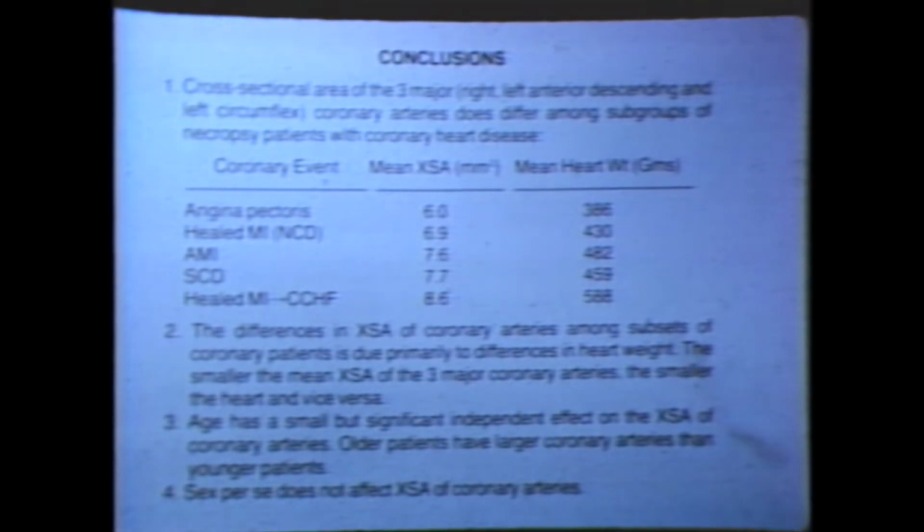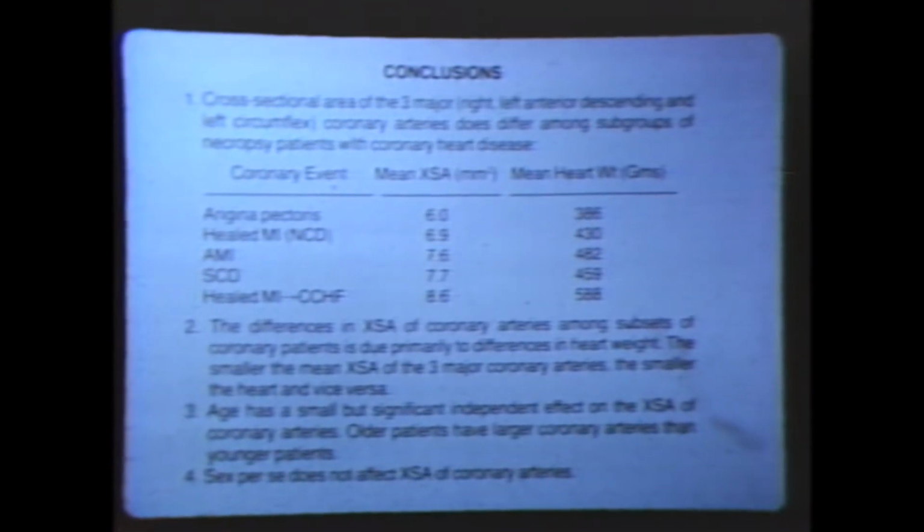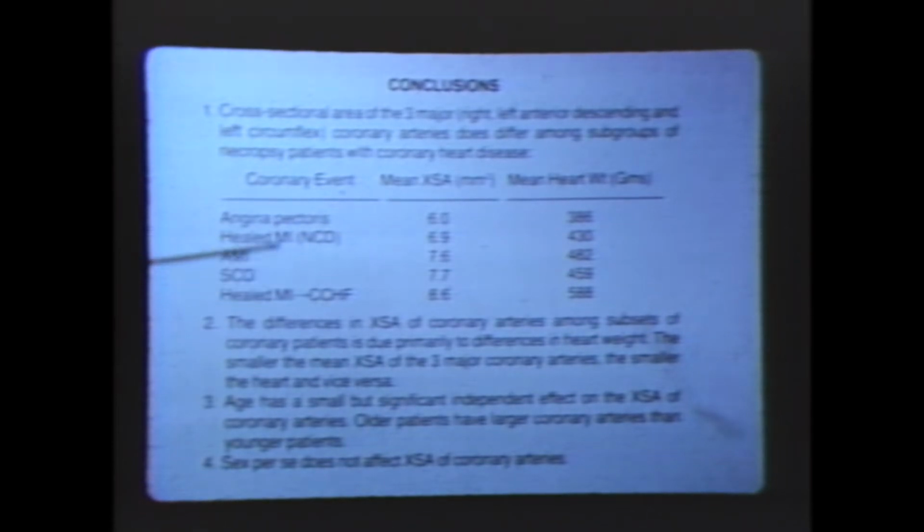So we determined the size of coronary arteries in these various subgroups by studying the first 5 millimeter segment of the right, the left anterior descending, and the left circumflex coronary arteries, getting a square millimeter area, the average of those 3 arteries. And what we found was, yes, indeed, there were differences in the sizes of coronary arteries. The patients with angina had the smallest in this group, and the patients with healed myocardial infarction and chronic congestive heart failure thereafter had the largest arteries.